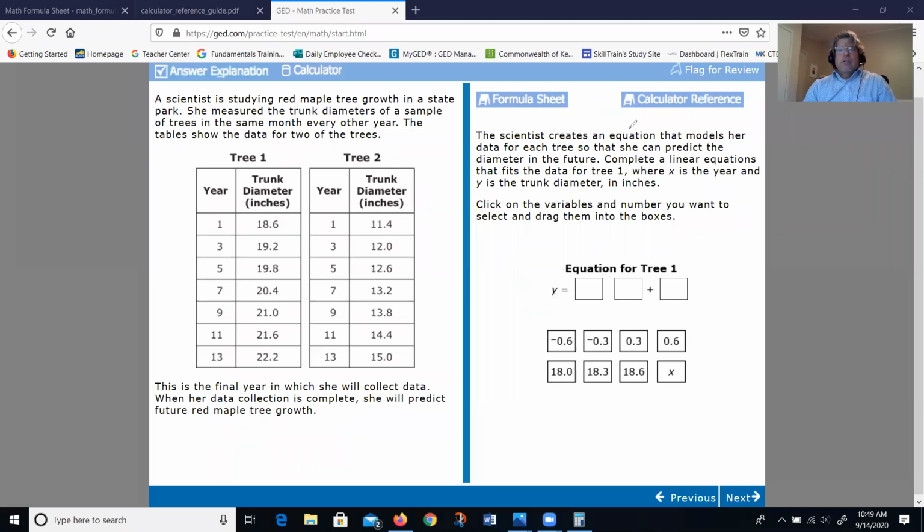So again, the scientist wants to create an equation that models her data for each tree so that she can predict the diameter for the future. Complete the linear equation that fits the data for tree 1, where x is the year and y is the trunk diameter in inches. Click on the variables and the numbers you want to select and drag them into the boxes.